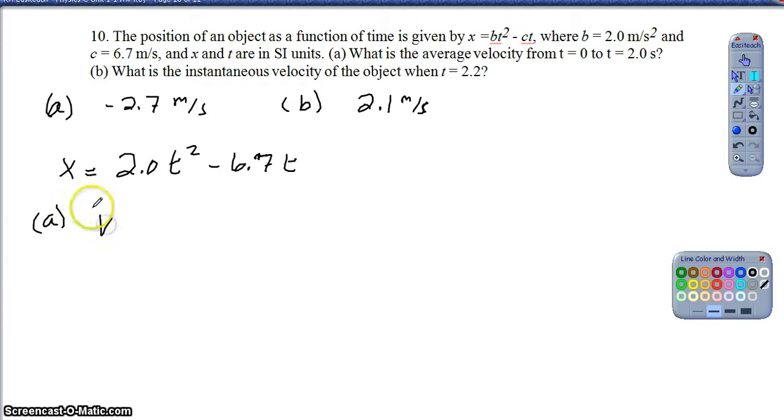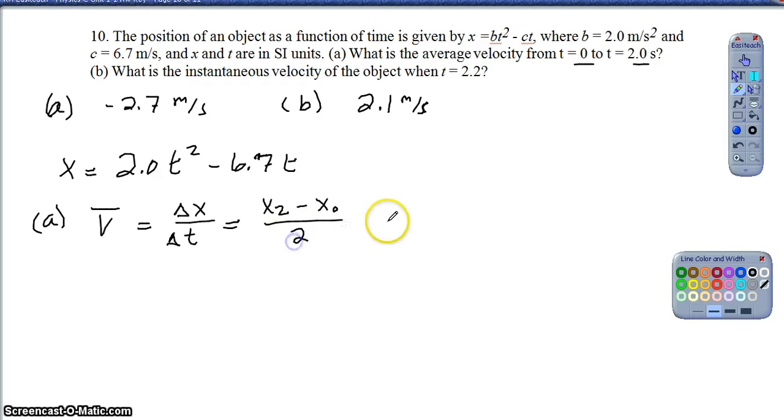If I want to find the average velocity, the only equation I should be using is my change in displacement over change in time. Okay, so in other words, what I need to be looking at is what is my displacement at 2 seconds minus what was my displacement at 0 seconds, because that's the time they specified, and then divided by the change in time, which obviously would just be 2 seconds. Because the average velocity depends on the actual displacements, I'm just going to plug into the original function here.